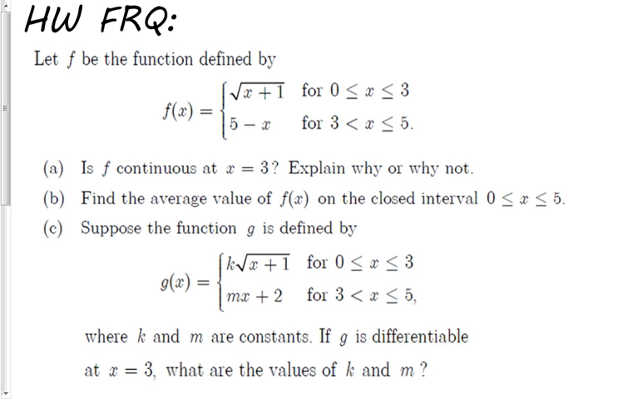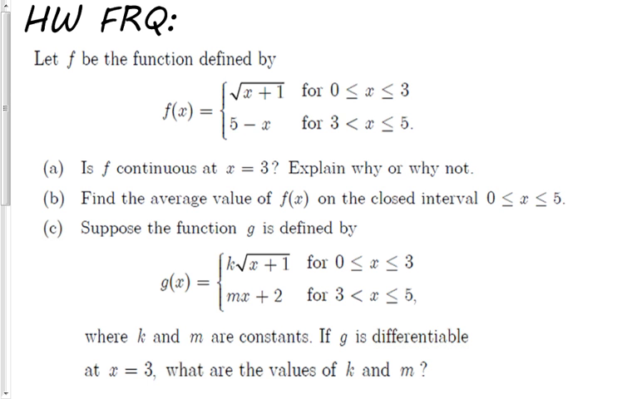Let f be the function defined by the following. Okay, it's a piecewise function. Part A, you have to determine whether or not f is continuous at x equals 3. Explain why or why not. You should be talking about limits. B, find the average value of f of x on the closed interval from 0 to 5. Average value. Okay, that's integrals. And the average value has something to do with 1 divided by b minus a.